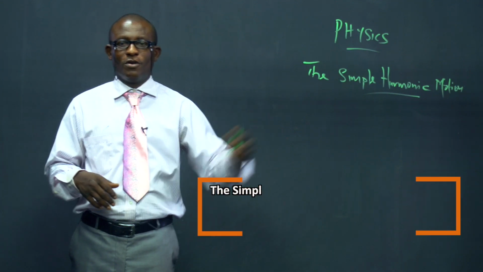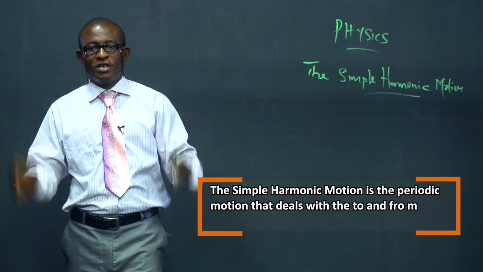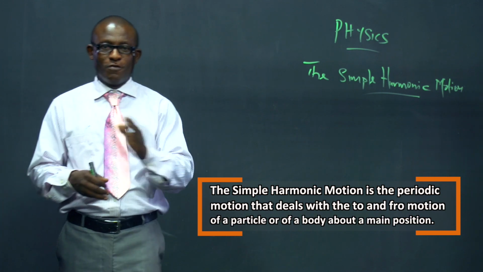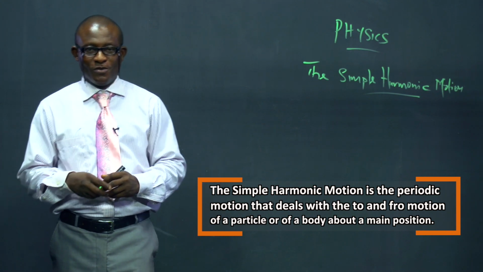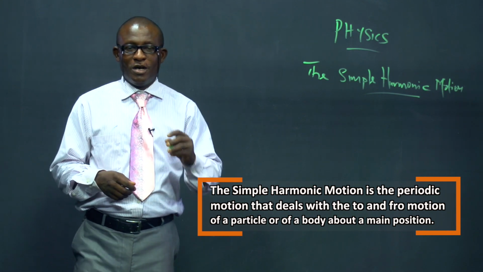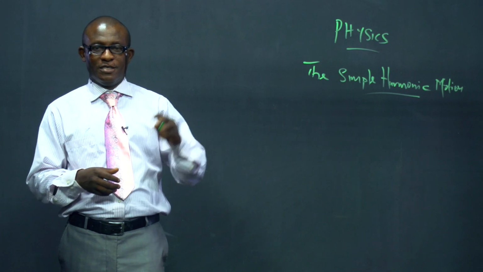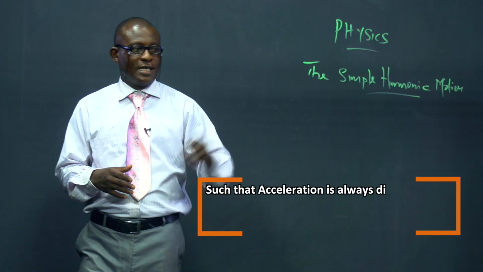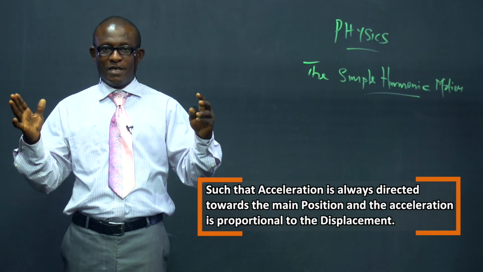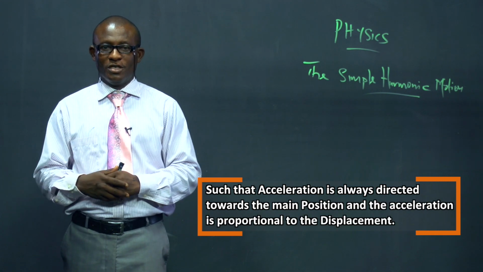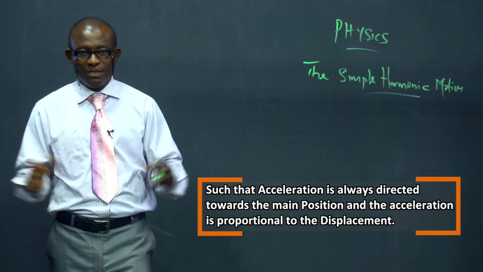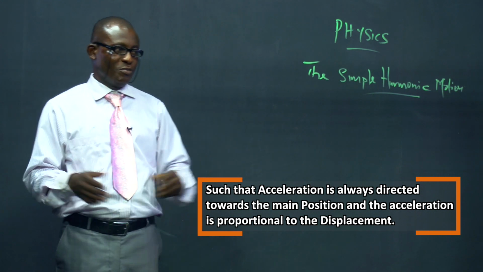Today we want to look at simple harmonic motion. The topic simple harmonic motion is the periodic motion, the to and fro motion of a particle or of a body about a main position, that is the center or the middle of the motion, such that the acceleration is always directed towards the main position and the acceleration is proportional to the displacement. Simple, very simple definition.